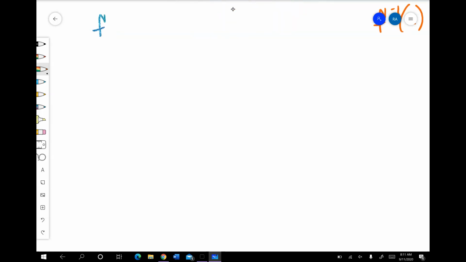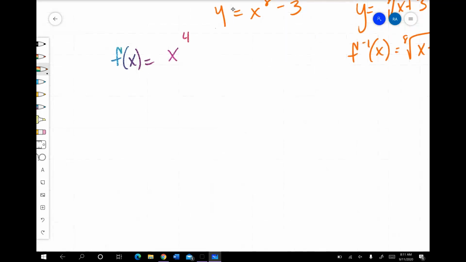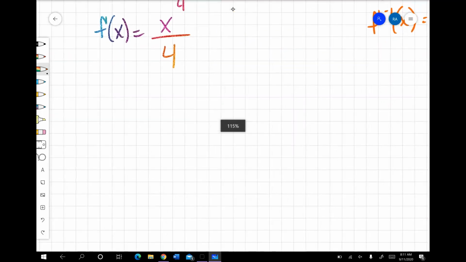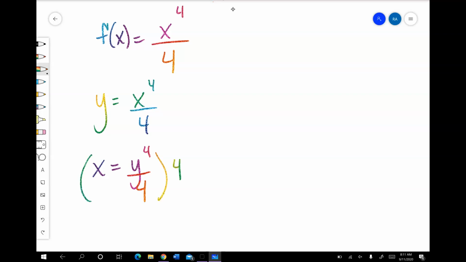So I have f of x is equal to x to the 4th over 4. I'm going to fix this. All right, so I've got to change f of x to y. After I change f of x to y, I switch x and y. And now we're going to get y by itself. So you got to get rid of that denominator first, so we're going to multiply by 4 on both sides.